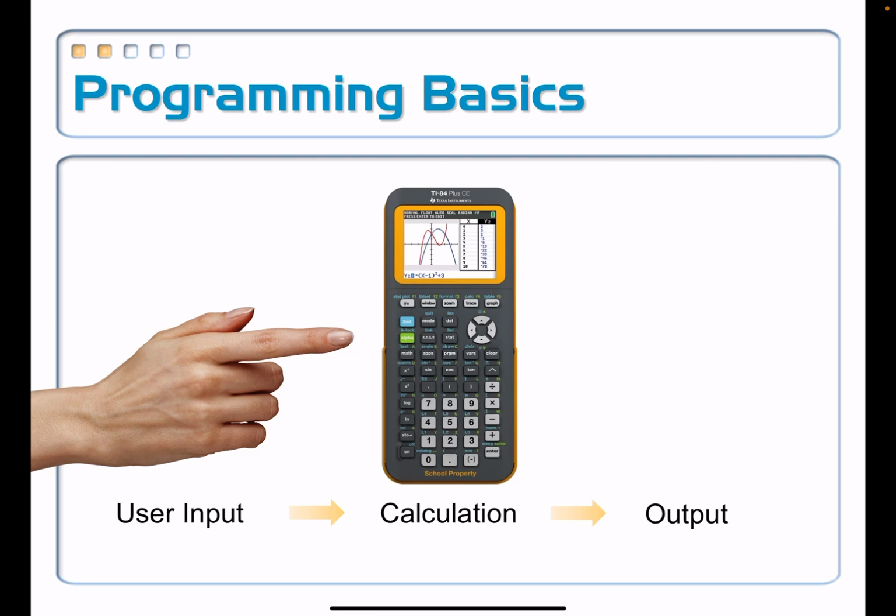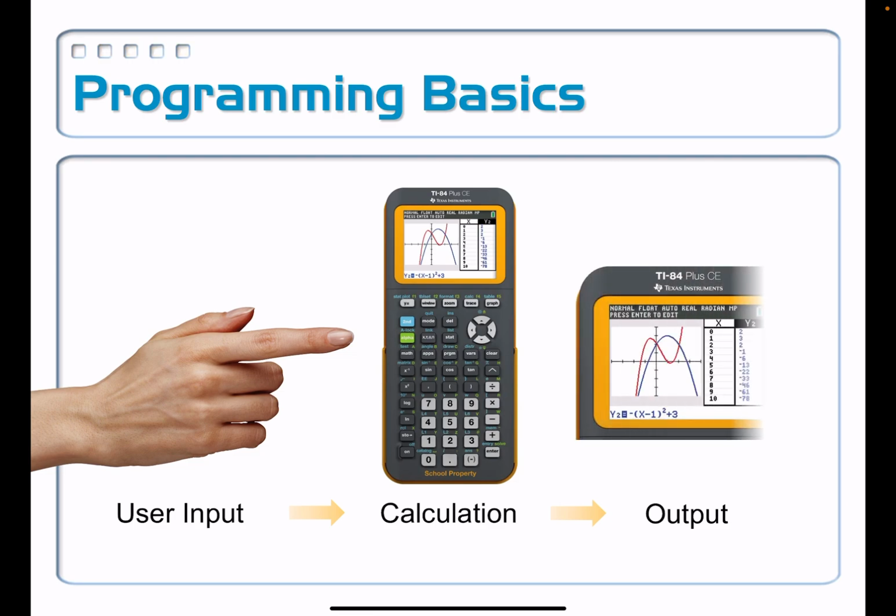And then once I've done that calculation, I need to make sure that I output it to the home screen so they can see the result of our calculations. Okay, so keep those 3 tasks in mind whenever you're building your program. I need to get something from the user, I'm going to do something with their input, and then I'm going to output my final answer back on the home screen.